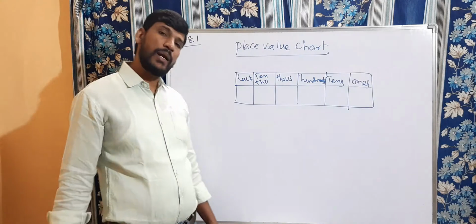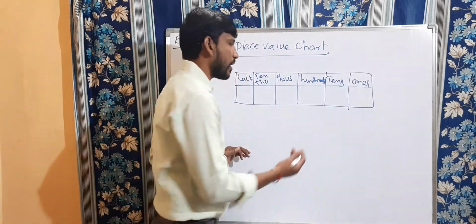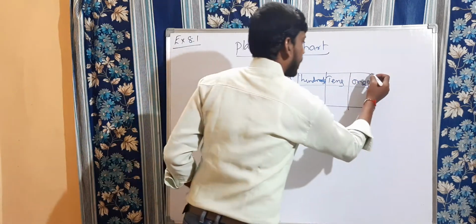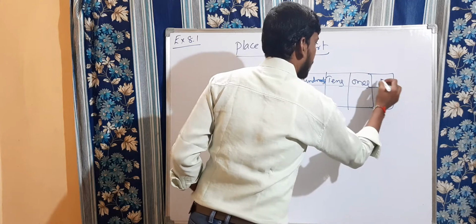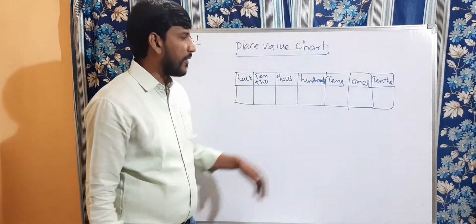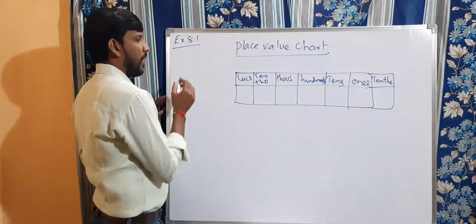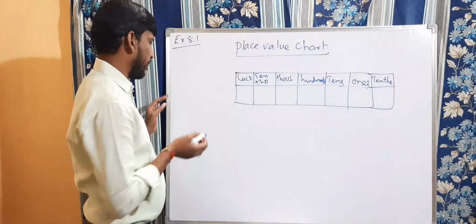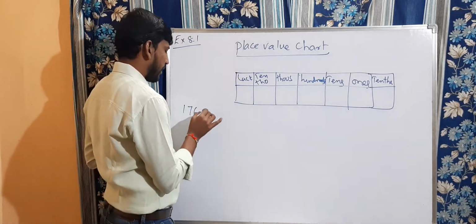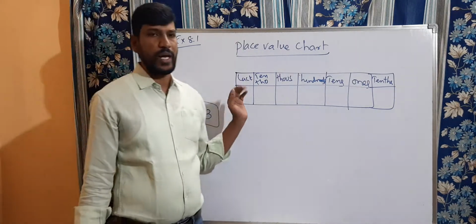But coming to the decimal system also, we have a place value chart. See this here. To the right hand side of the ones will be the tenths part. That is, after ones you will have decimal values. Suppose I want to write a number in the decimal system, that is 176.3. This decimal number I am going to represent in the place value chart.